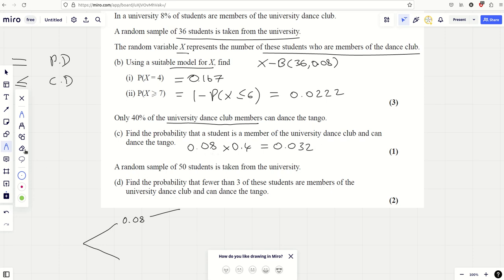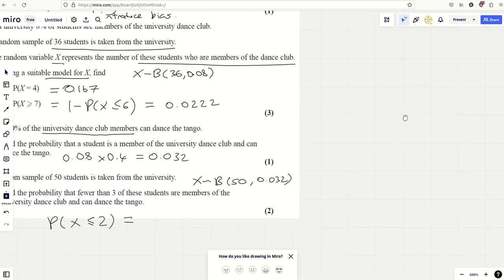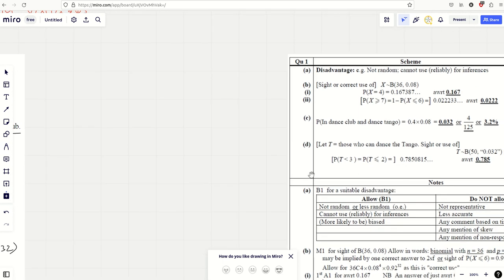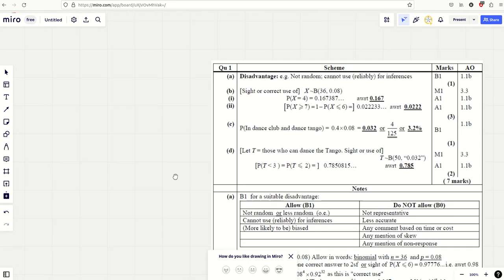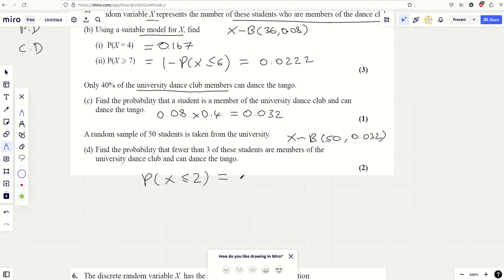Cool. A random sample of 50 students is taken from the university. Find the probability that fewer than 3 of these students are members of the university dance club and can dance the tango. Well, this is another binomial, isn't it? We've got 50 this time and 0.032. So if we want fewer than 3, we work out the probability that x is less than or equal to 2, because fewer than 3 means 2 or fewer. Then we just use binomial CD to work that out. And that comes to 0.78. That sounds really high. Oh, fewer than 3 though, so it's almost likely. 0.785. There we go. And it's just a calculator job.